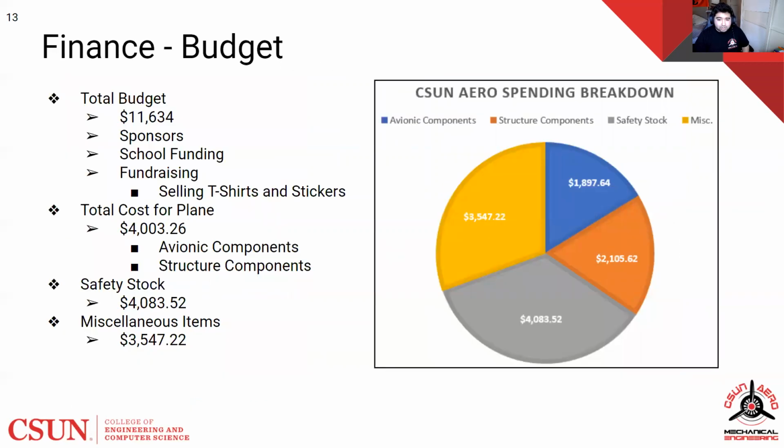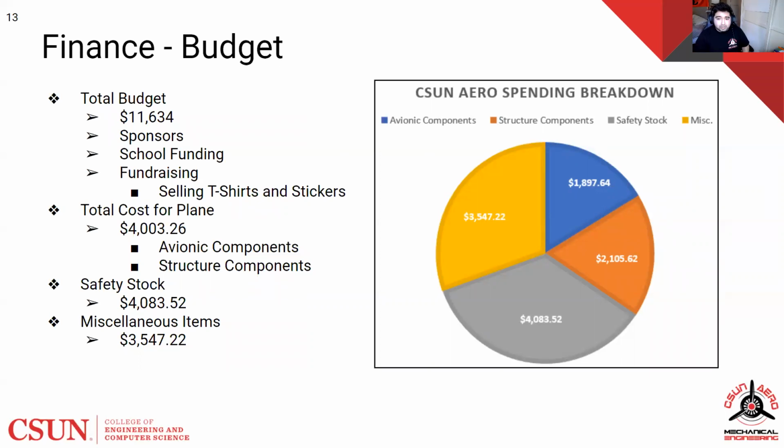The total budget of this project totaled at $11,634, where it came from sponsors, school funding, and fundraising. The fundraising that the team did was through selling t-shirts and stickers. To build an entire plane cost $4,003.26, comprised of both avionic and structure components.